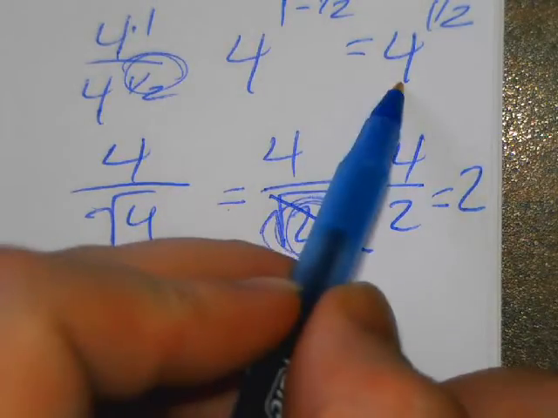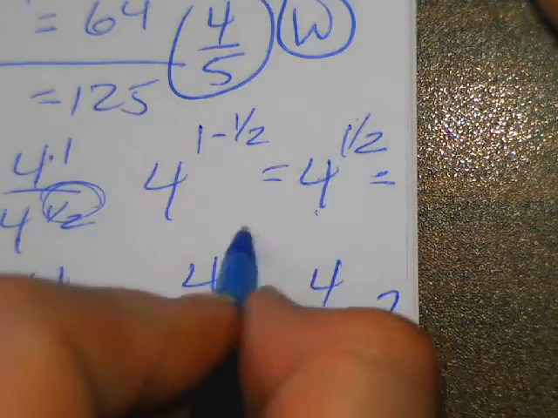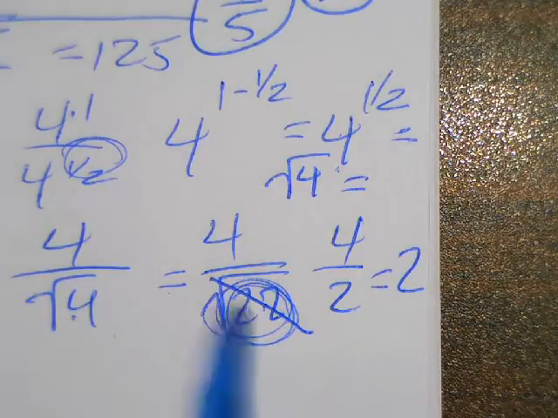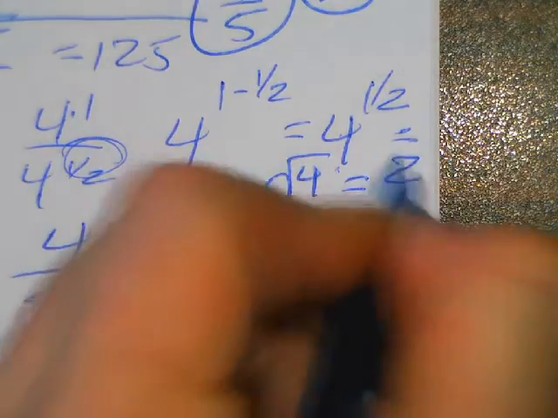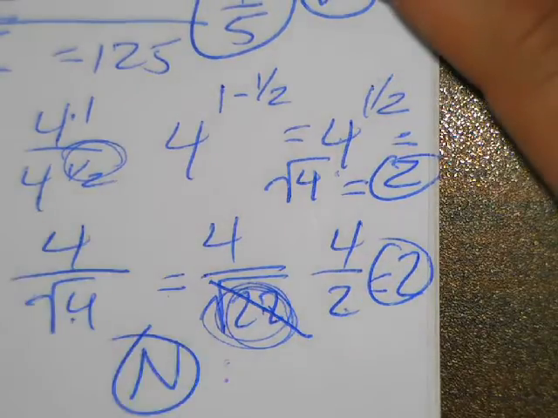Again, if you wanted to do it this way, we know that 4 to the 1/2, another way to write that is the square root of 4, and we just solved that problem down here. The square root of 4 is 2. So both ways, no matter what power you're going to use, you're going to be able to get to your answer. And 2 matches with letter N.